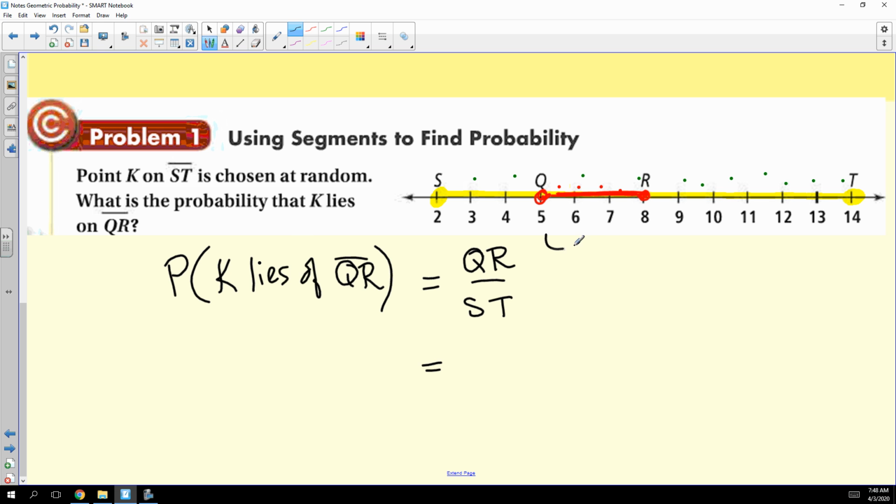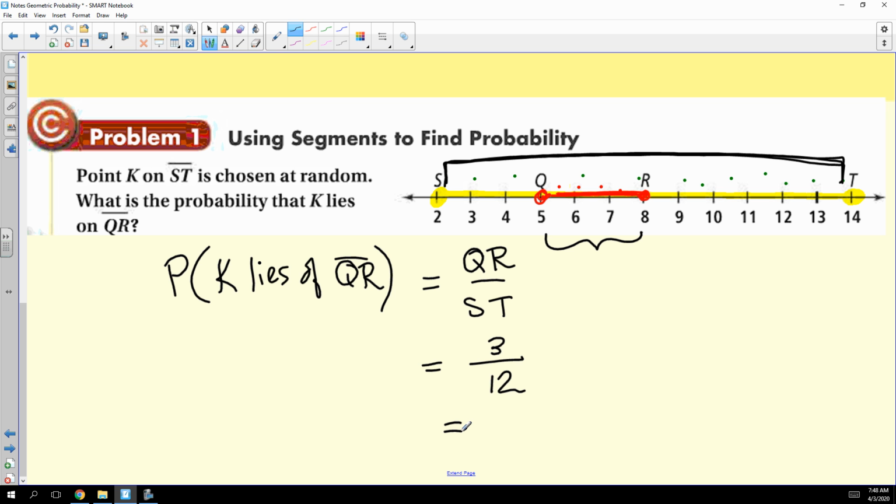The length of QR, the distance from 5 to 8 is 3, right? Remember that you can subtract 8 minus 5 and take the absolute value, or 5 minus 8 and take the absolute value. Remember that distance is absolute value. Divided by the length of ST, and obviously you can either count it on the number line, or you can subtract 2 minus 14 and take the absolute value, or 14 minus 2. That's 12. So the probability that K lies on segment QR is 1/4.